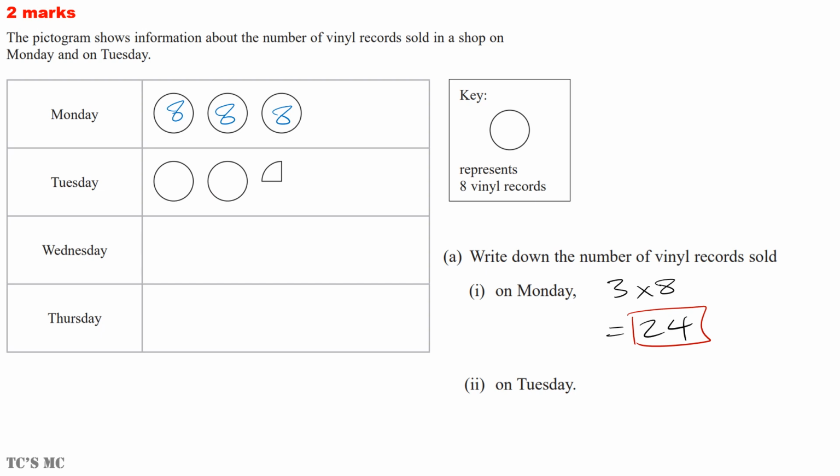For Tuesday, we've got 8 and 8, and then 1/4 of a circle. 1/4 of 8 is 2. So we have 8, add 8, add 2, and that gives us 18. Again, we can just write 18 for that second mark.